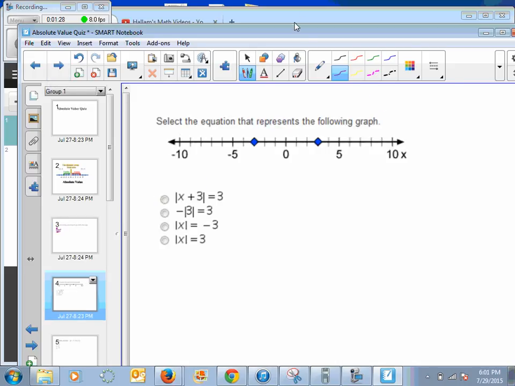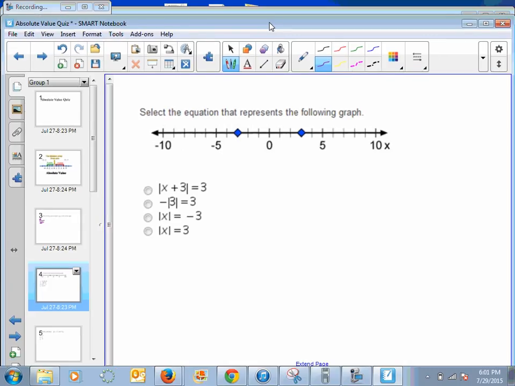Okay, select the equation that represents the following graph. So what are we doing here? We've got -1, -2. Okay, this is at -3. And you've got +1, +2, and this one is at +3. So you've got a -3 and a +3. That means you're looking at the absolute value of some number is equal to 3, because the absolute value of this is 3. Likewise, the absolute value of this is 3.